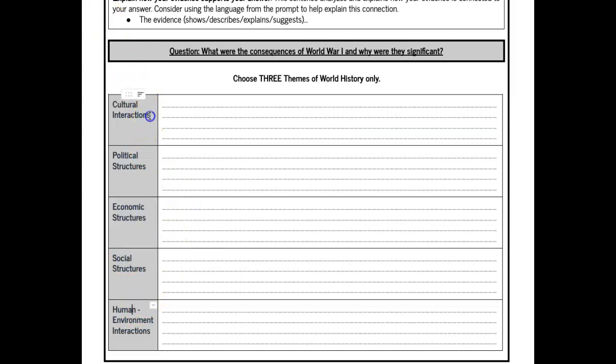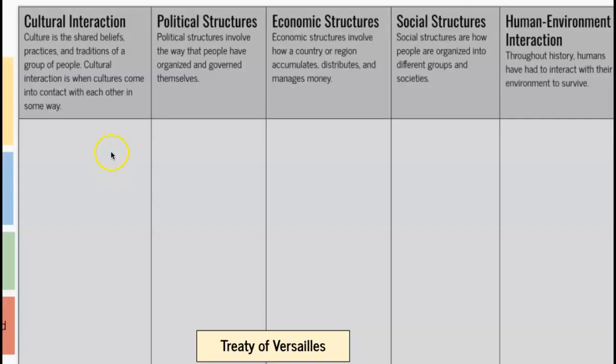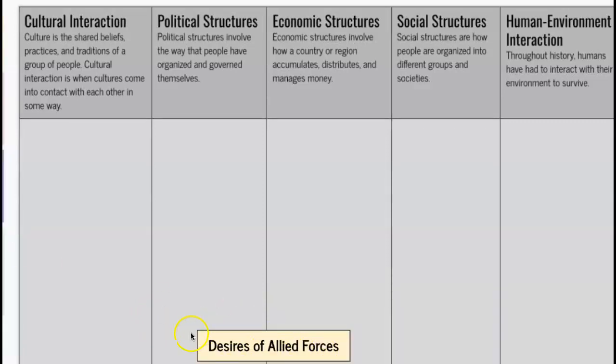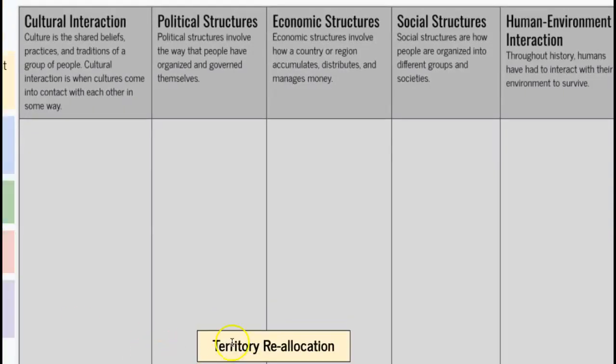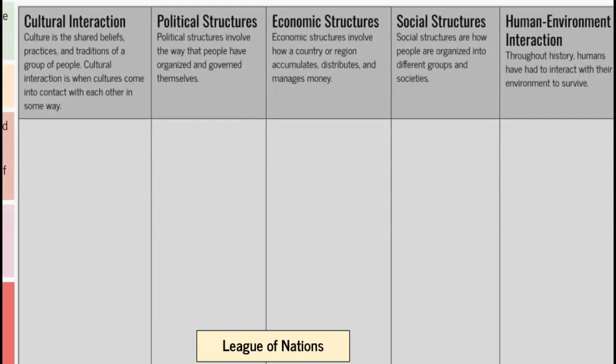So when I say choose 3, that means I want to look back at my slideshow, and I want to find 3 different themes of world history. They need to also be from different categories. Remember that the categories are this tag here kind of at the bottom. So our categories are desires of the Allied forces, Treaty of Versailles, territory reallocation, and League of Nations. We want to kind of have a variety of analysis, so we want to see 3 different categories.